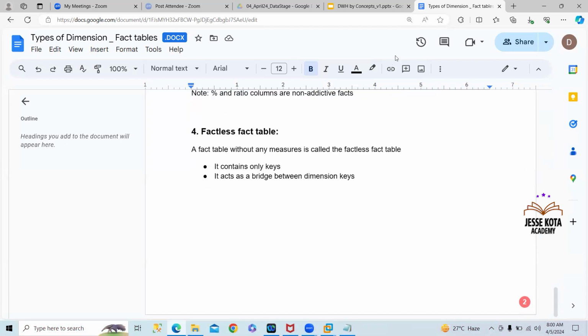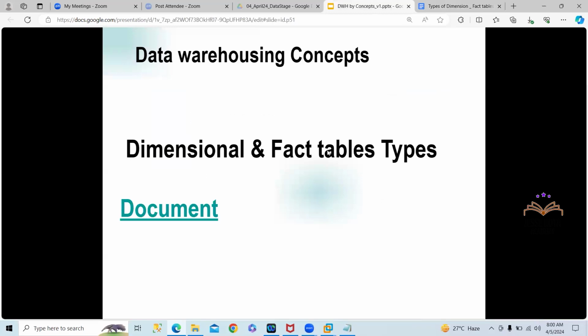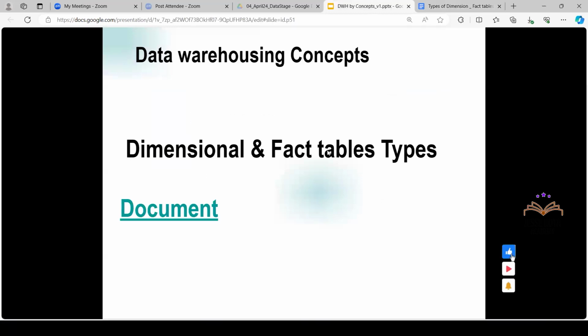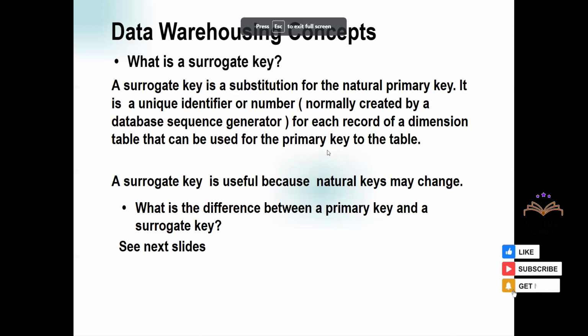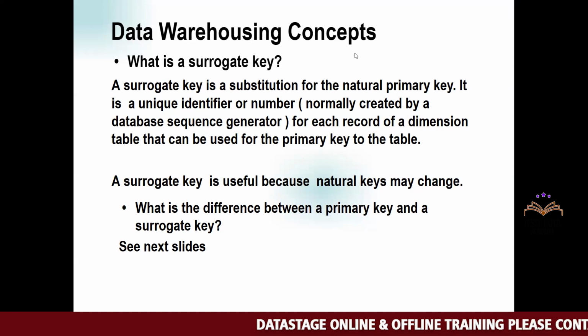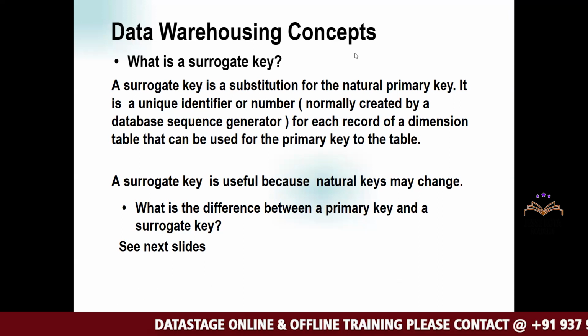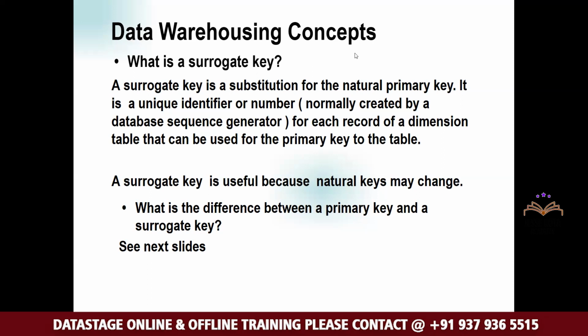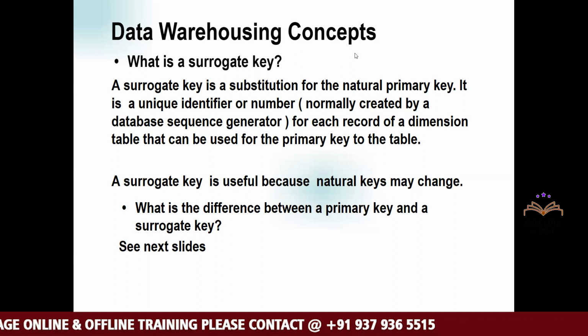So this is about the various dimension tables and fact tables. Next, what is a surrogate key? Any questions, guys, on the different types of dimension tables and fact tables? No questions. Okay.